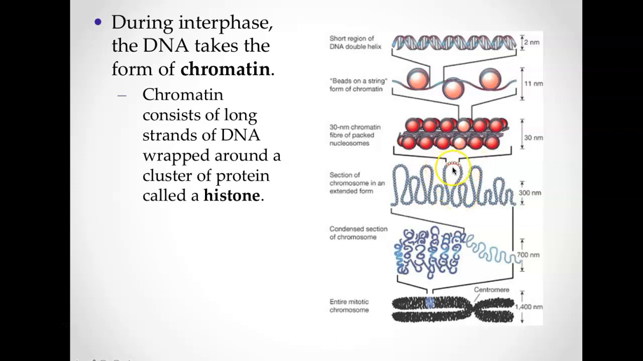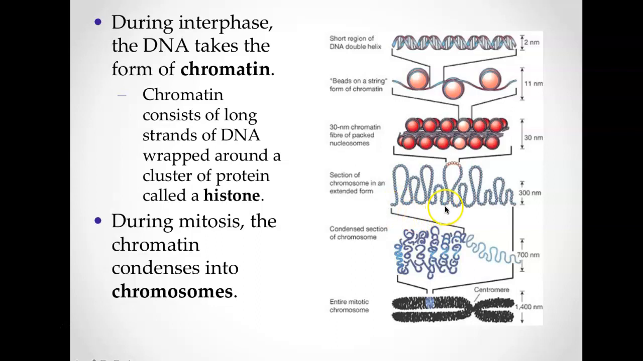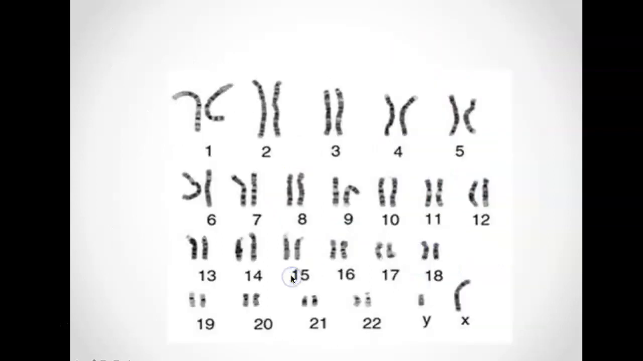So what this is showing you right here is just a section of a chromosome. And then what I really need you to get from this is that chromatin condenses to form chromosomes. So chromatin, by definition, is just DNA wrapped around histones. A chromosome, by definition, is condensed chromatin. All right, so hopefully you got that.